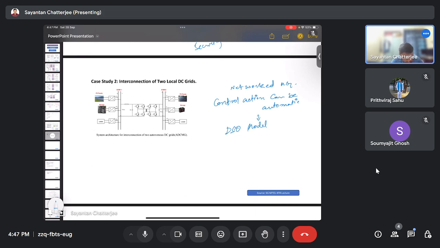So if area 1, area 2, so area 1 greater than area 2 in load demand. The load demand of area 1 is greater than area 2. But for generation, let's say area 2 is greater than area 1. So area 2 can definitely deliver power to area 1. Okay.